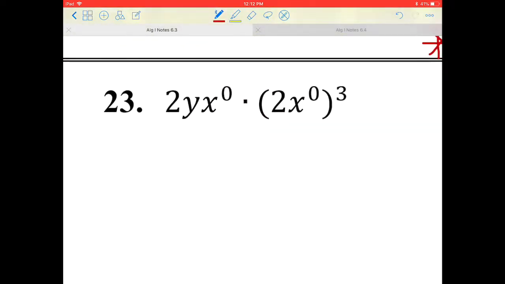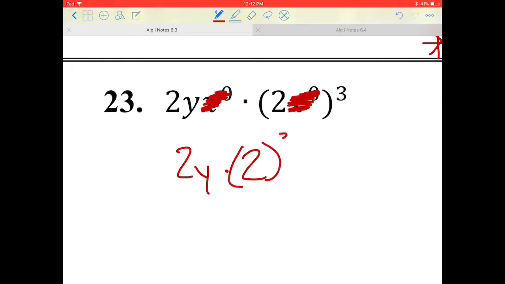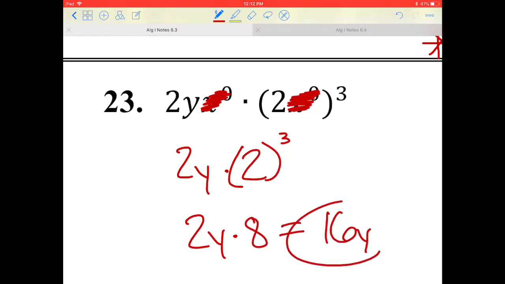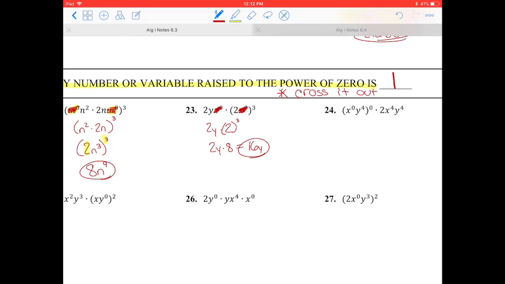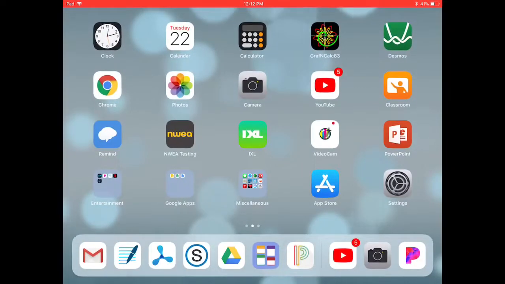I guess 23, why not? All right, x to the 0 power, all gone. So is this one, all gone. Notice how I didn't cross off the 2. He's on his own, he's separate. So this is now 2y times 2 cubed, which is just 8. So 2y times 8, that's 16y.